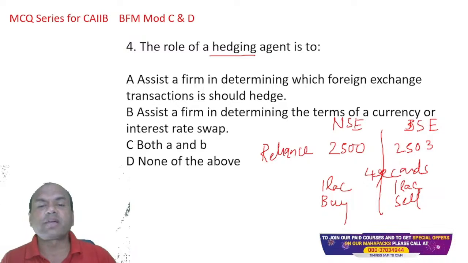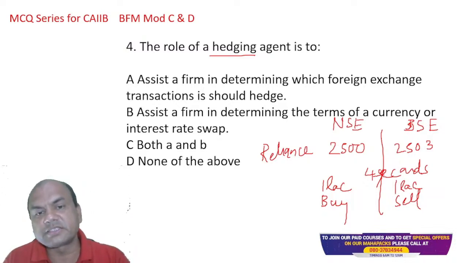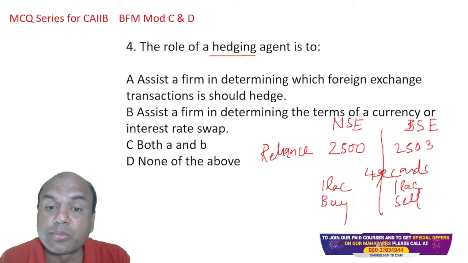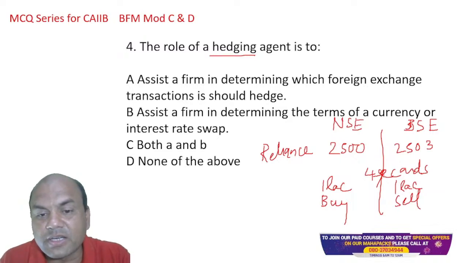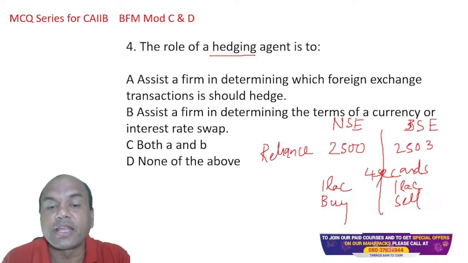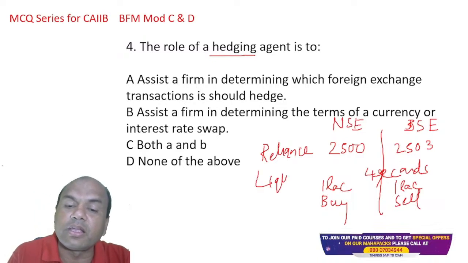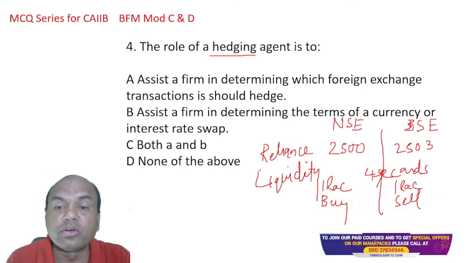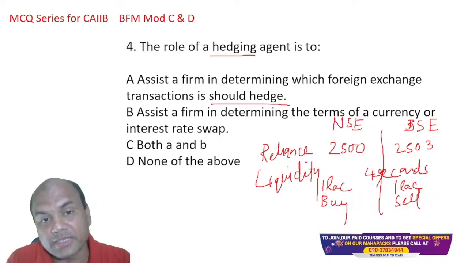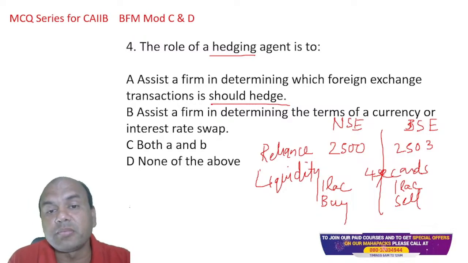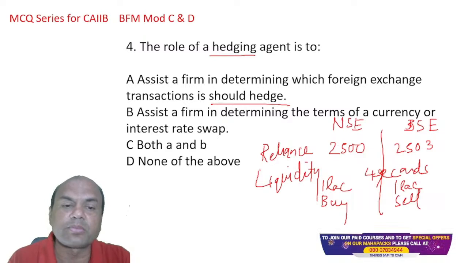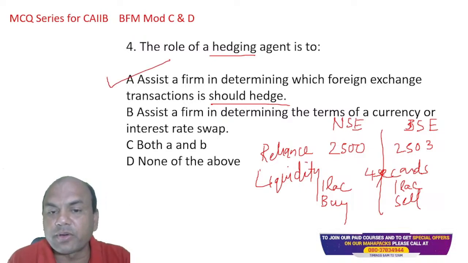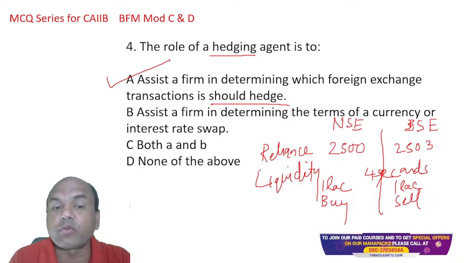So what is the role of hedging? Forget the agent. What is the role of hedging? Assist the firm in determining which foreign exchange transactions should be hedged. So it depends on which currency or commodity you are hedging. There should be enough liquidity in that. If there is no liquidity, then there is no logic of hedging. Hedging is always done in liquid stocks and liquid commodities. So which is to be hedged should be decided, and that should be supported by the agent's team. A. Assist the firm in determining the types of currencies or interest rate swaps. So how should I hedge it? See here, what is to be hedged?